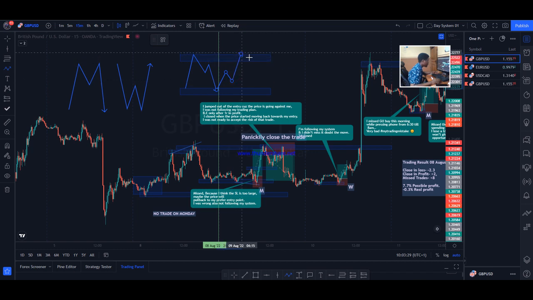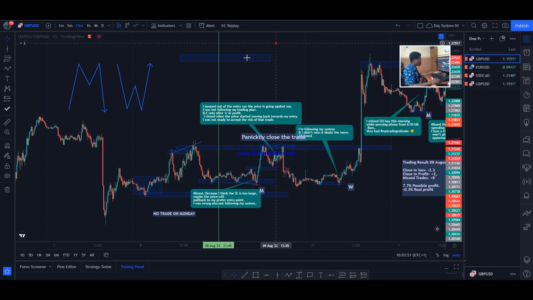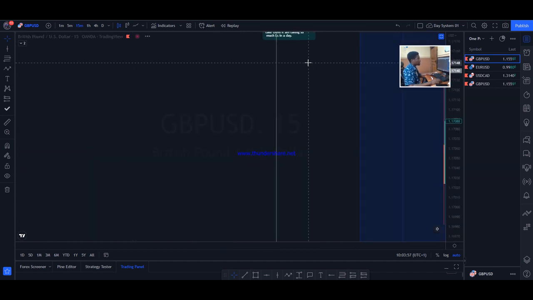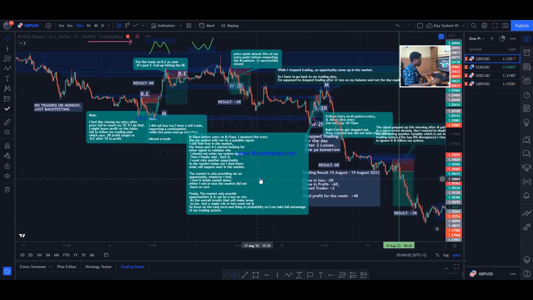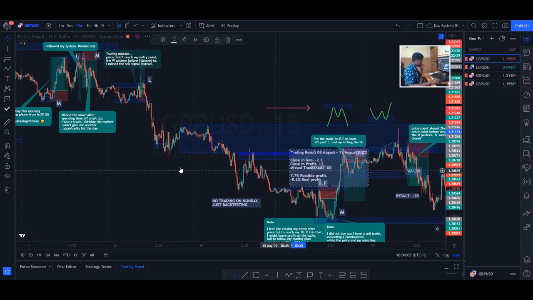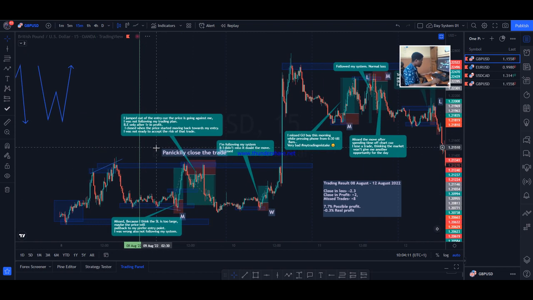So for example, on Monday we have this kind of rejection here. This is exactly what happened on Monday. The price was rising up, then it came down, down to the same place where it started before the Monday. So I'm using this horizontal line here.